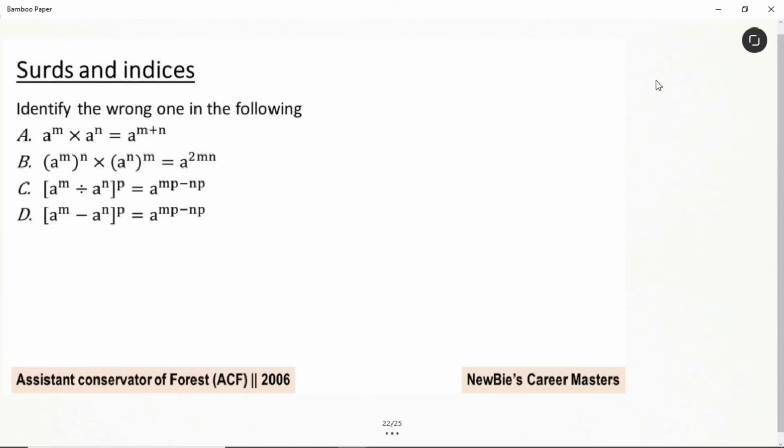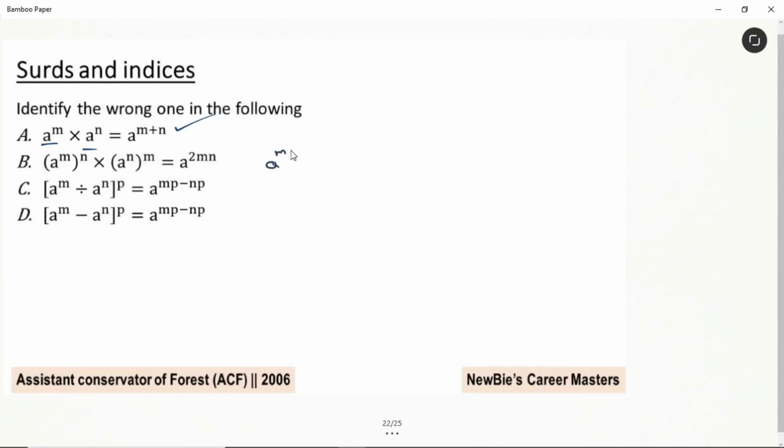Okay, we'll solve that. This question is from surds and indices. Identify the wrong one in the following. First option is a power m into a power n is equal to a power m plus n. Correct. If bases are same, you can add the powers. Yes, correct. Okay, then we'll come to option B.